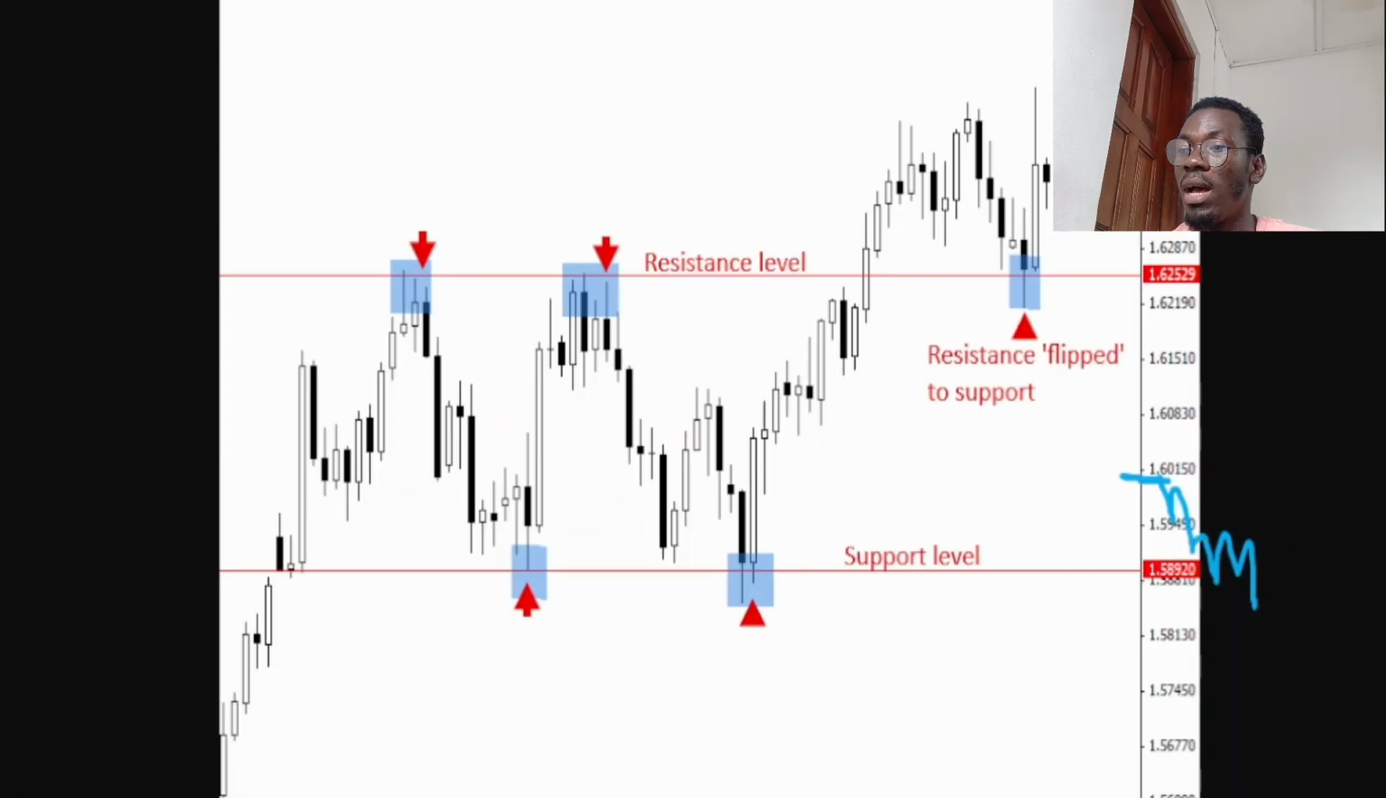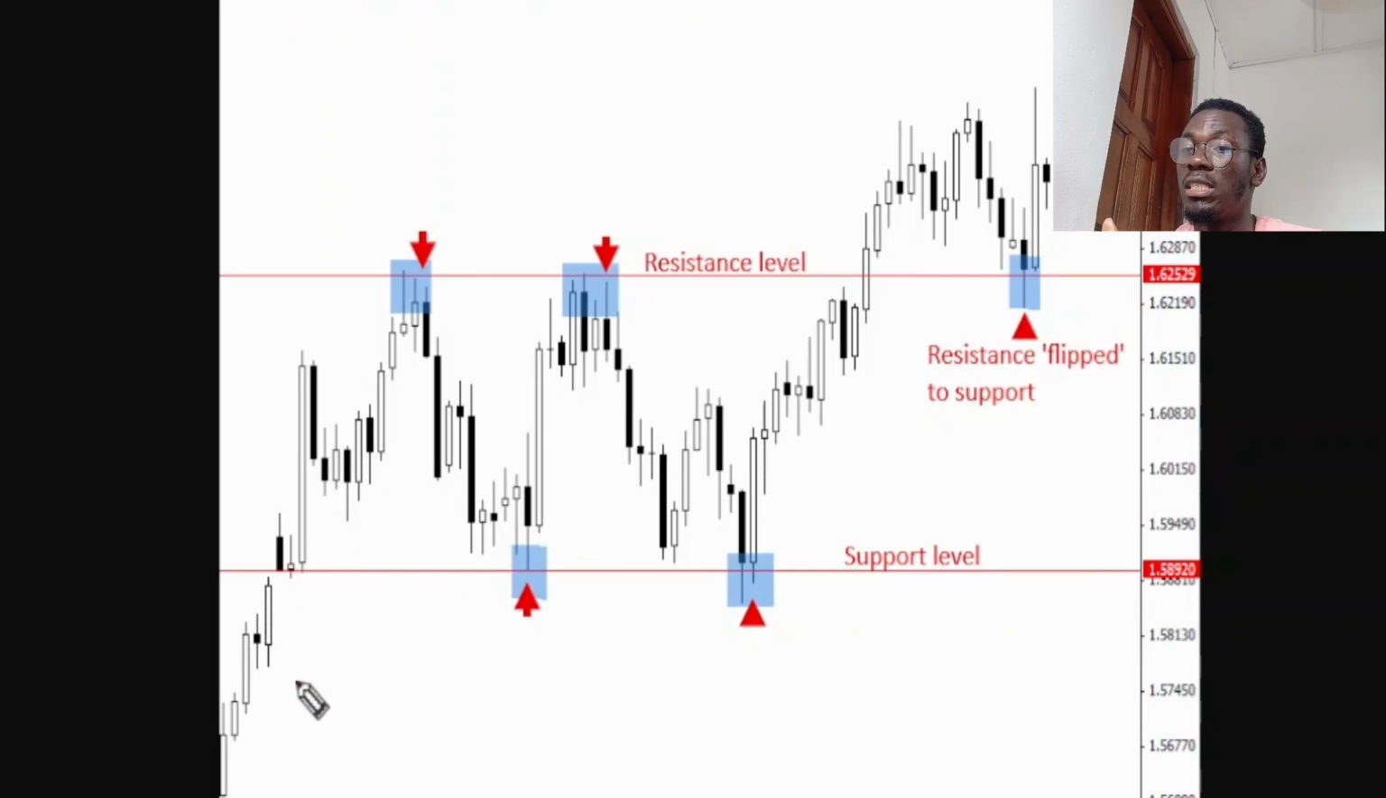Support is a zone, as I already said, whereby there's more buying pressure. Now look at the picture here on the screen. You can see price has been trapped in this range right here. The zone below, whereby price has been reacting multiple times, is what we call support. That is where there's more buying pressure. Anytime price comes there again, there's probably an opportunity for price to bounce from there to the upside.